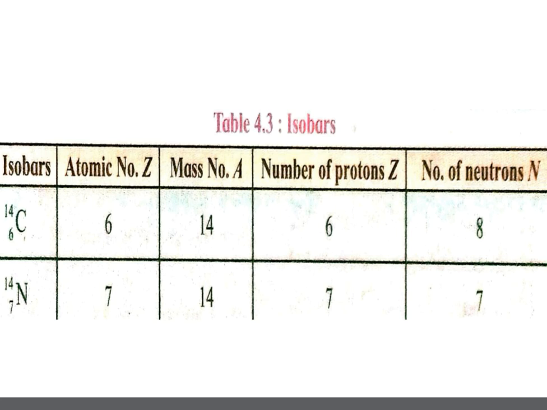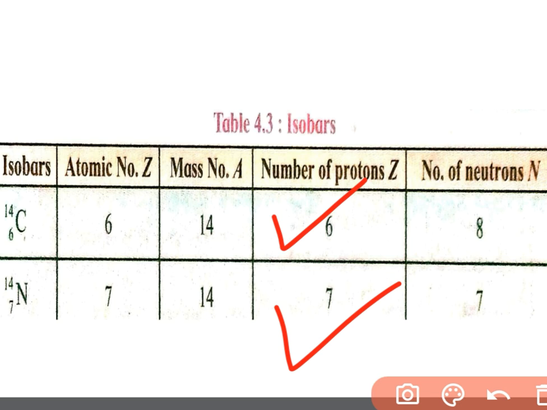From this data you can easily calculate the number of protons and number of neutrons. Number of protons is nothing but the atomic number, therefore here number of protons is 6 for carbon 14 and number of protons for nitrogen is 7. Then by using the formula A minus Z you can calculate the number of neutrons for both.